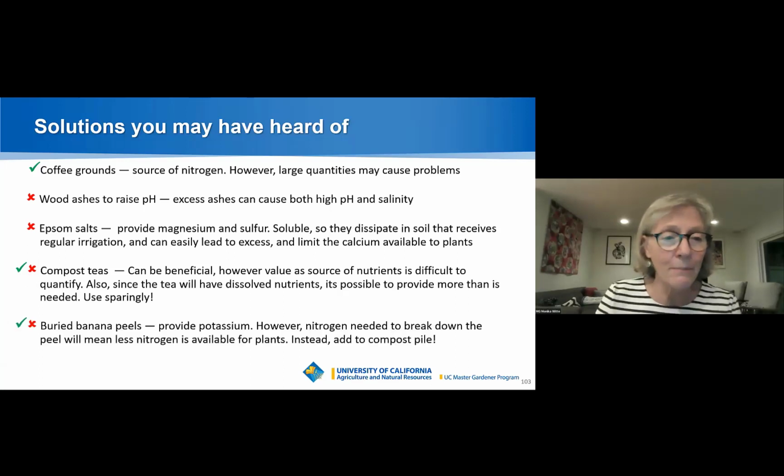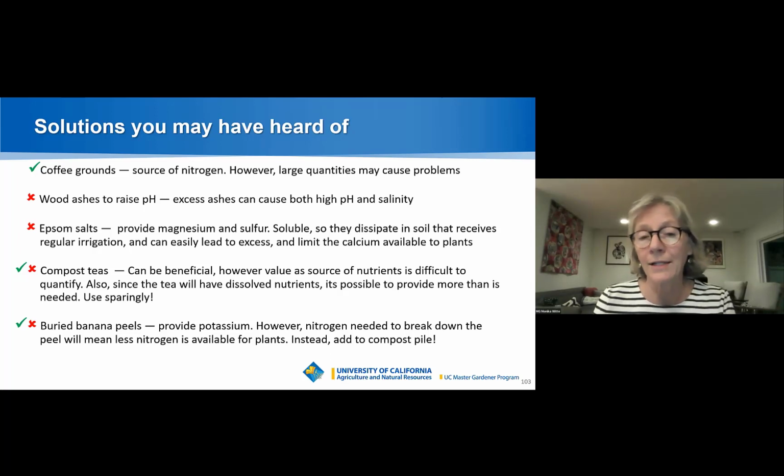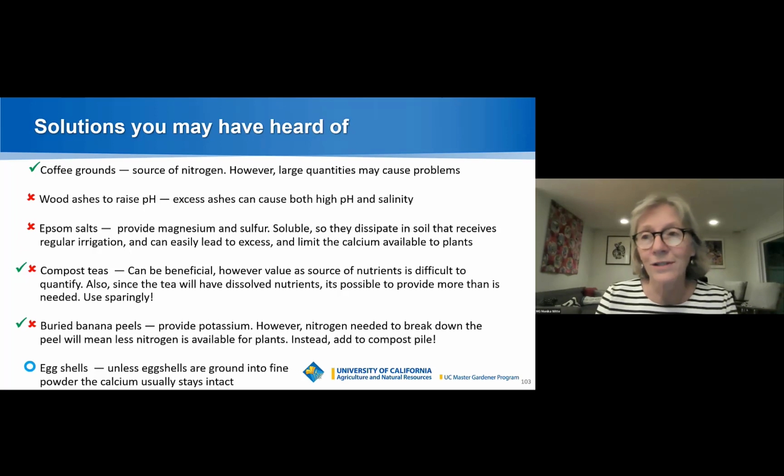What about buried banana peels? Well, these can provide potassium, but again, nitrogen is going to be needed to break down the peel, and that will mean less nitrogen is available for the plant. So you might instead want to add the banana peel to the compost pile. And what about eggshells? Well, I would say eggshells are neither good nor bad. Unless the eggshells are ground into a very fine powder, the calcium won't be used, but they won't hurt either.